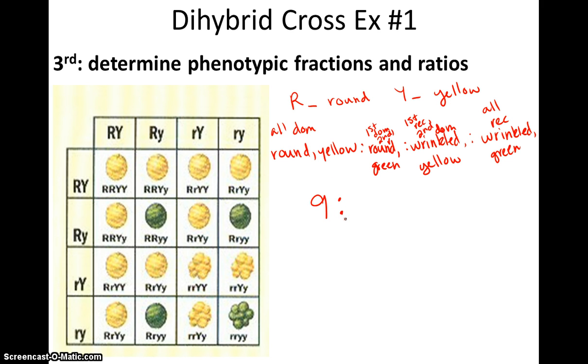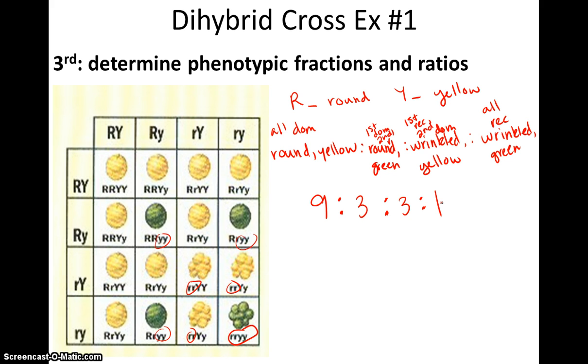The ones that will be round and green, it's going to be these 3. And again, they're round because they have big R anything. Green is going to be the little y, like we have right here in all 3 of these. So it'll be 9 to 3. The wrinkled and yellow, so to be wrinkled, they have to be little r. So those right there. And to be yellow, they just have to have a big Y. So we've got 3 of those as well. And then we're only going to have one, the little r, little y, that's all recessive. So 9 to 3 to 3 to 1.